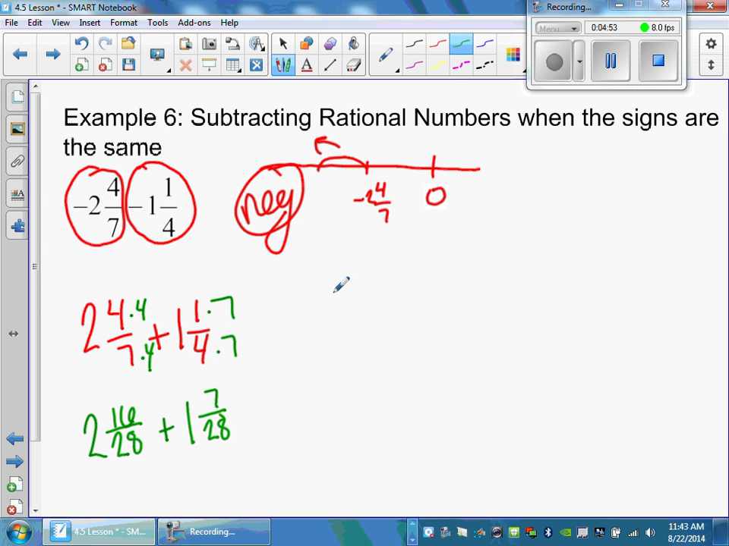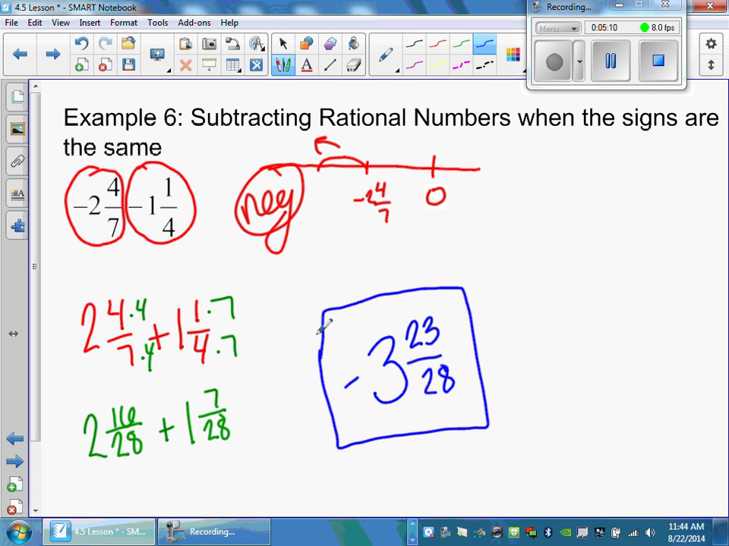Alright, then I just add whole numbers. 2 plus 1 is 3. 16 plus 7 is 24. 3 and 24/28. Remember, we started at a negative number and then we subtracted and moved left, so we're still in the negatives. That is it for subtracting rational numbers.